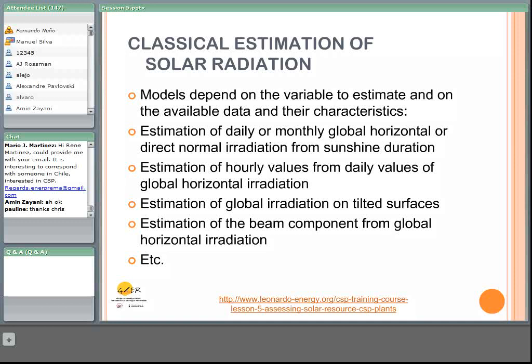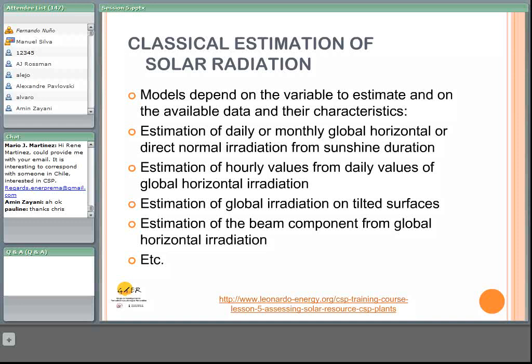And in our case, it's important to have the capability to estimate the beam component from global horizontal irradiation. Normally, it's easier to find measurements of global horizontal irradiation in many places than to find DNI or beam direct irradiation components.